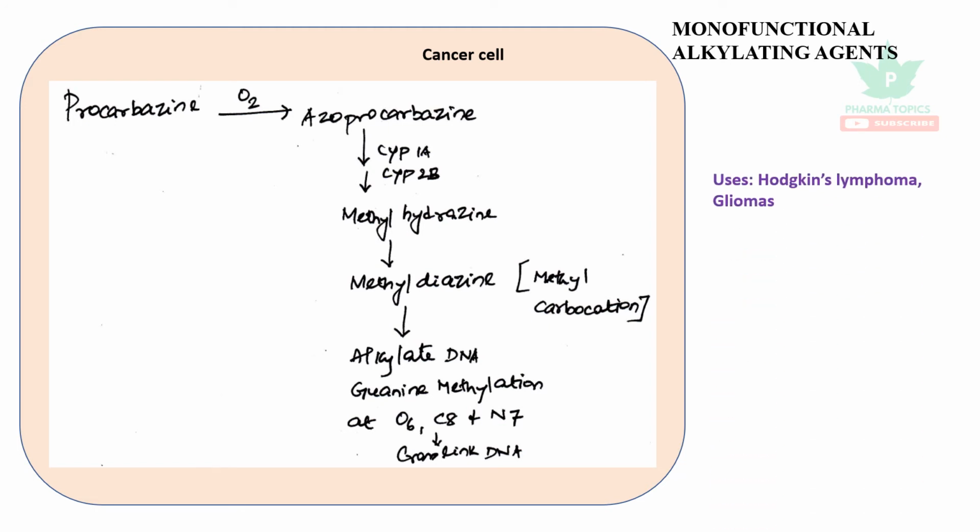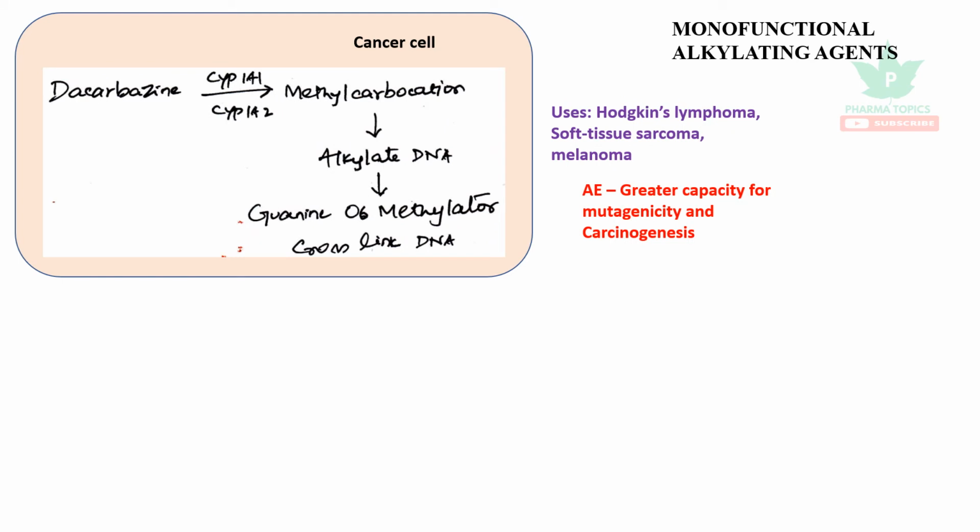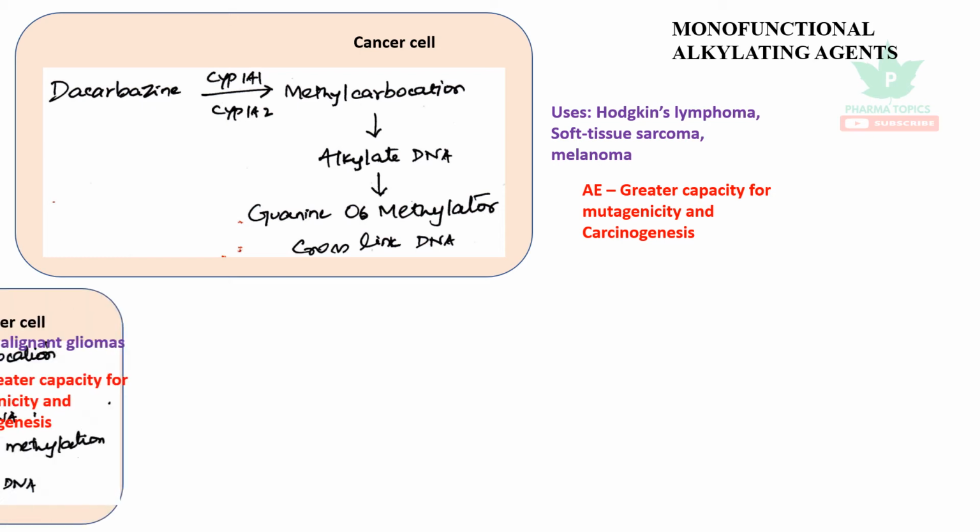It is used in Hodgkin's lymphoma and gliomas. The important adverse effect is, since there is single alkylation, there are more chances for mutagenicity and secondary cancer. The next drug is dacarbazine, which is also getting converted to methyl carbocation, and it alkylates the guanine of the DNA of the cancer cell, used in Hodgkin's lymphoma, soft tissue sarcoma, and melanoma.